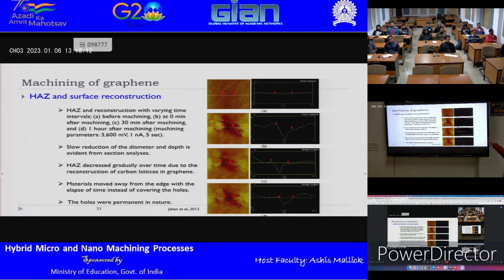There is some reduction of the depth and diameter, and the heat affected zone also gradually decreases over time because of the reconstruction of carbon lattices in graphene. So that's the kind of characteristic of graphene, and we found that if you do machining in graphene, it happens, okay? But the holes were permanent. We observed for 1 hour, and after 1 hour we found the hole. But I don't know what happens after 1 day, right? In 1 day, graphene may be able to reconstruct fully, right? But that's something future research needs to study, okay?